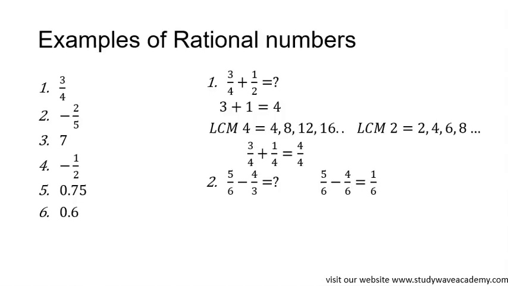Okay, so what do we mean by rational numbers? Rational numbers are those that can be expressed as fractions, where the numerator and the denominator are integers, okay? Do you understand? These are all rational numbers. 3 over 4, minus 2 over 5, 7, minus 1 over 2, 0.75, 0.6. There are more. All these numbers are rational numbers, okay? Do you understand that?